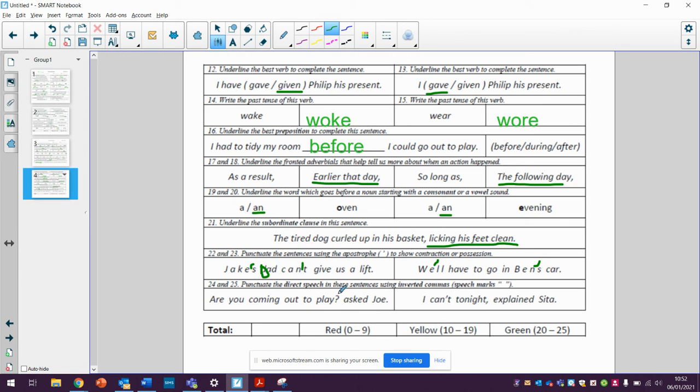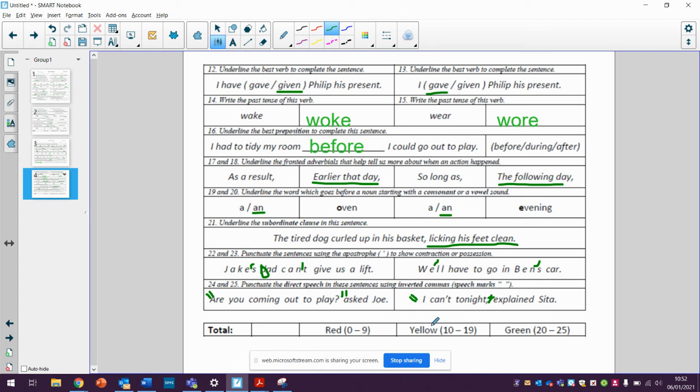Are you coming out to play? Asked Joe. So this is our speech. So we do it around when someone is speaking. Are you coming to play? Just there. I can't tonight, explained Sita. So there you go. I can't tonight. Speech marks, explained Sita. All right.